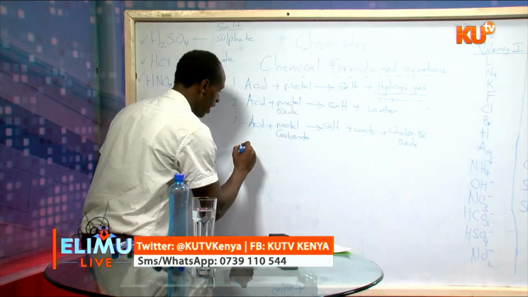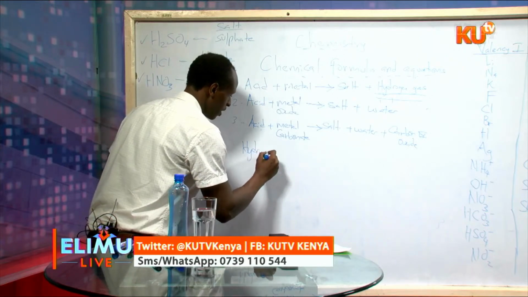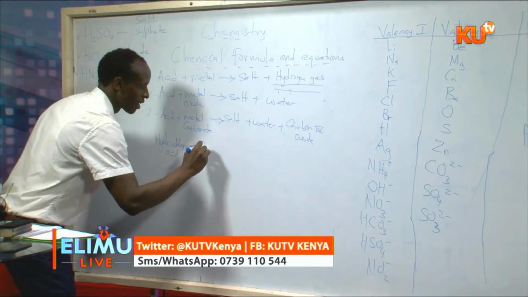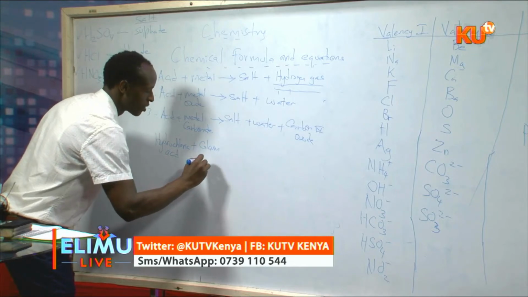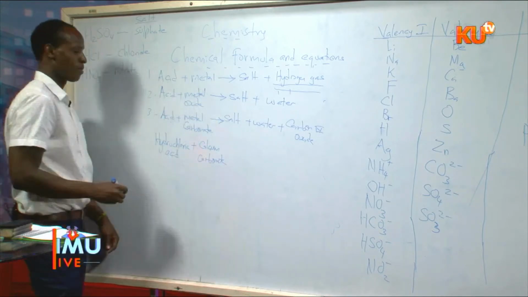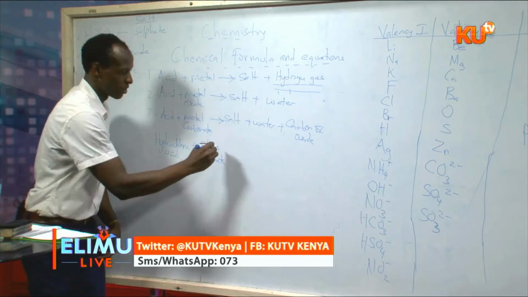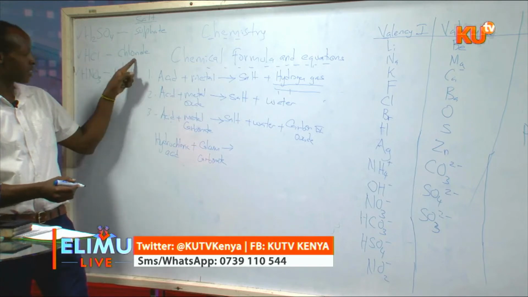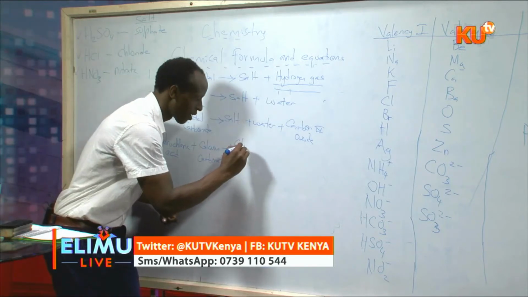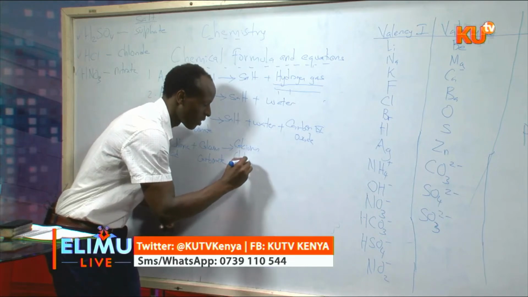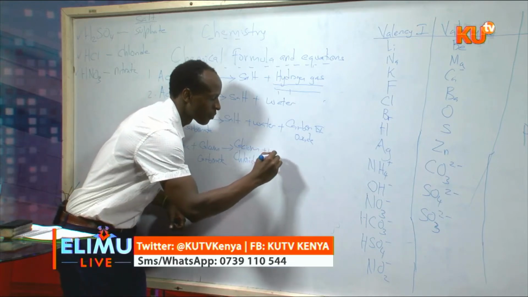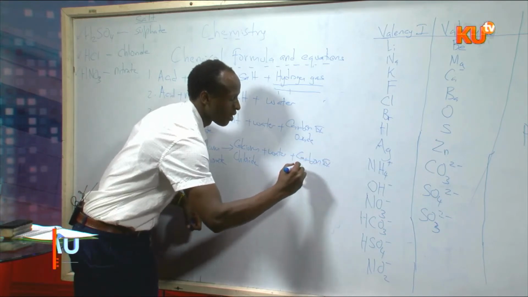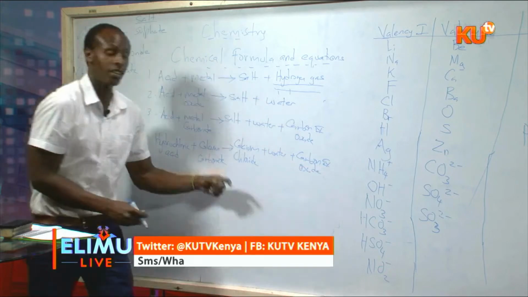So then you take hydrochloric acid plus calcium carbonate. If you have hydrochloric acid plus calcium carbonate, the salt will be calcium chloride because hydrochloric is chloride. So calcium chloride plus water plus carbon 4 oxide. That's a word equation.